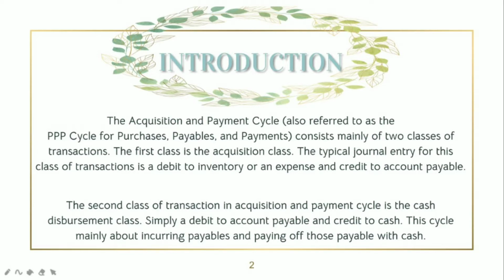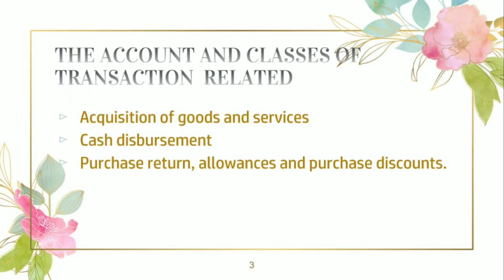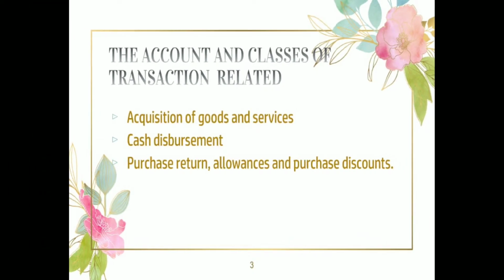Okay, the second class of transaction in the acquisition and payment cycle is the cash disbursement class. It's simply a debit to accounts payable and a credit to cash. So this cycle is mainly about incurring payables and paying off those payables with cash. The accounts and classes of transaction related to this cycle are acquisition of goods and services, cash disbursement, and purchase returns, allowances and purchase discounts.